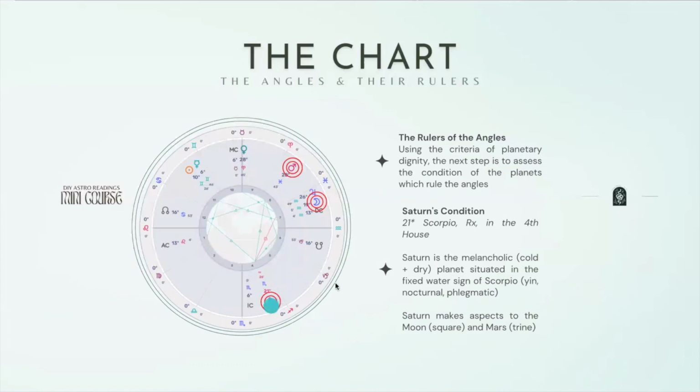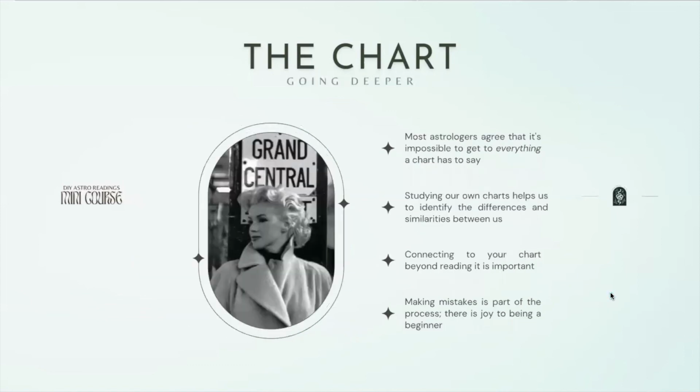And something else to mention is that Saturn makes an aspect to the moon. So, when we're going deeper, most astrologers that I have spoken with or learned from, watched any sort of talk from, there seems to be this overall agreement that it's impossible to get everything that a chart has to say. So, if you're dedicating an hour to your studies, you can get a lot done, you can get a lot addressed, but it will never feel like enough time has become available for you.